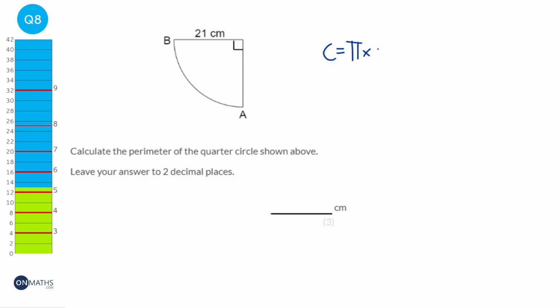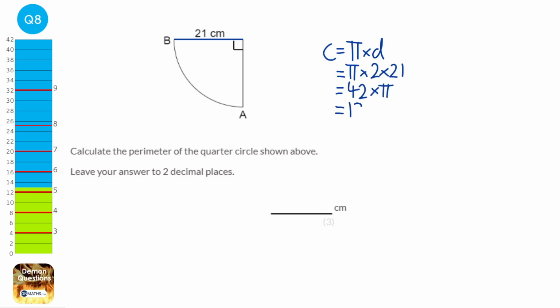So that's going to be pi times the diameter. The diameter is twice as big as the radius, and this 21 centimeters here is the radius of a full circle. So that's going to be pi times 2 lots of 21, which is going to be 42 times pi, which is going to be 131.946... Now, we don't have a full circle here.